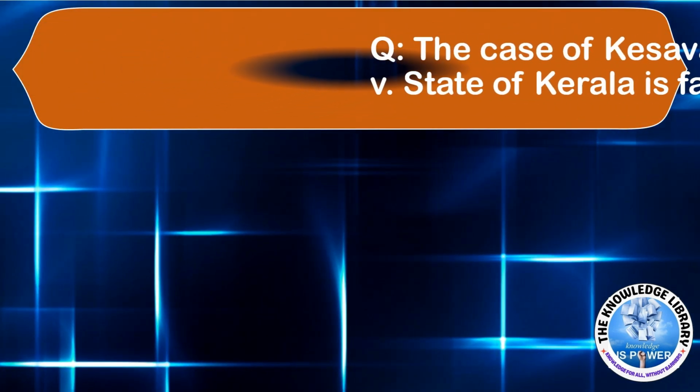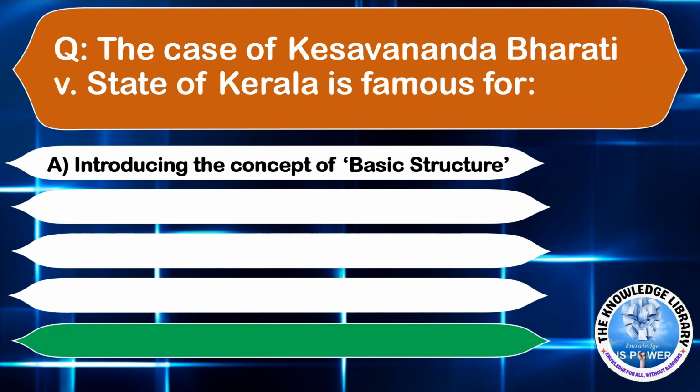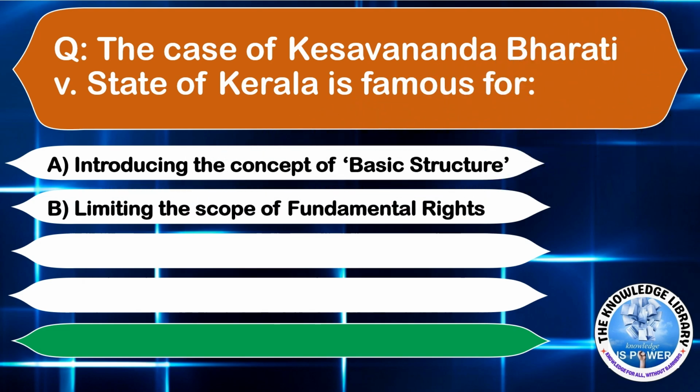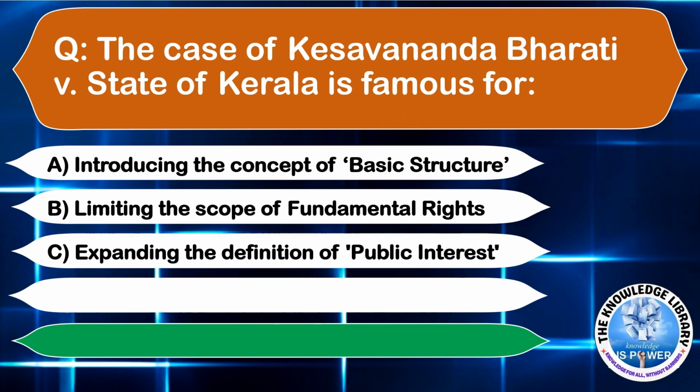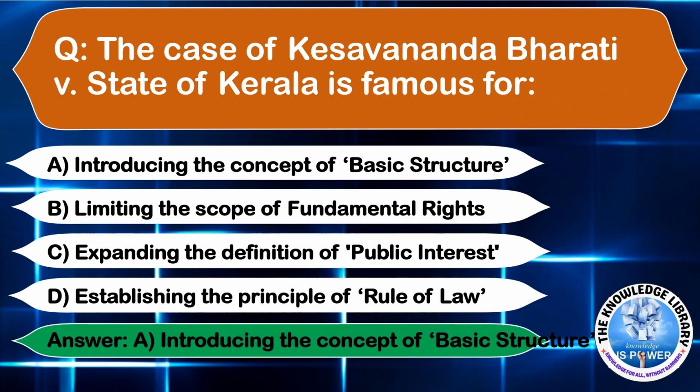The next question is, the case of Kesavananda Bharti versus State of Kerala is famous for option A, introducing the concept of basic structure, option B, limiting the scope of fundamental rights, option C, expanding the definition of public interest, option D, establishing the principle of rule of law. Correct answer is option A, introducing the concept of basic structure.